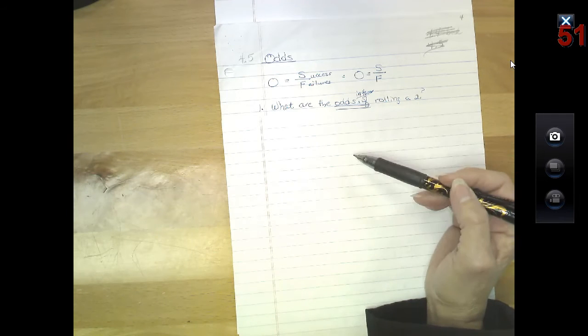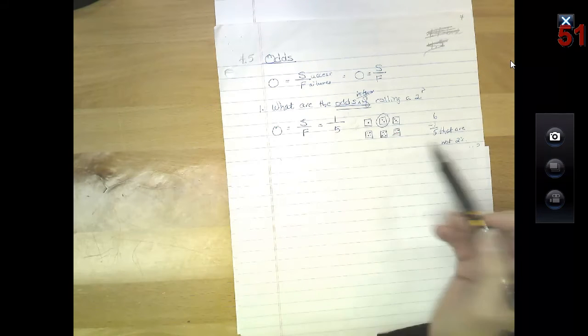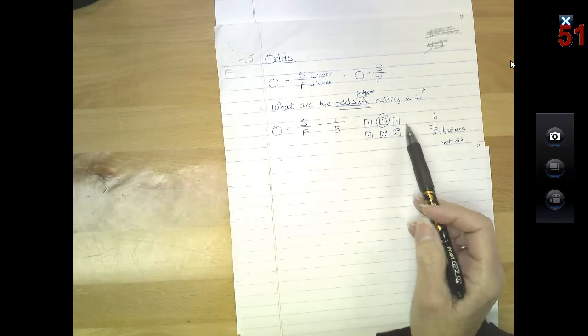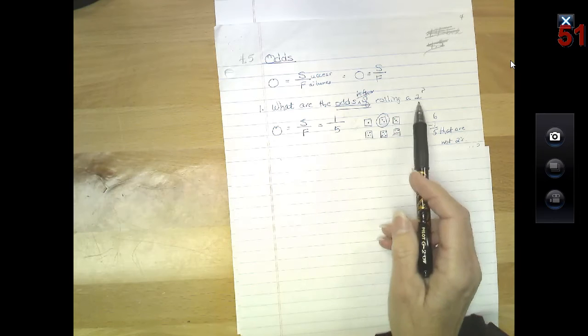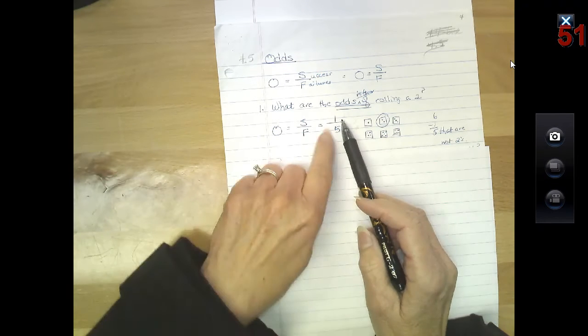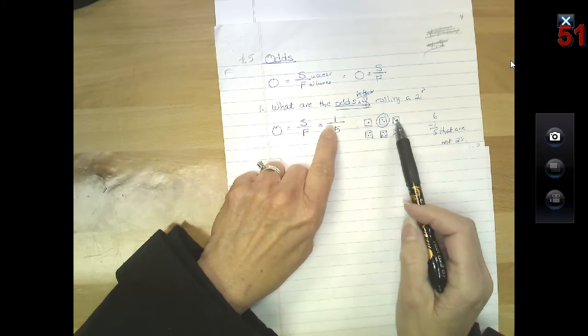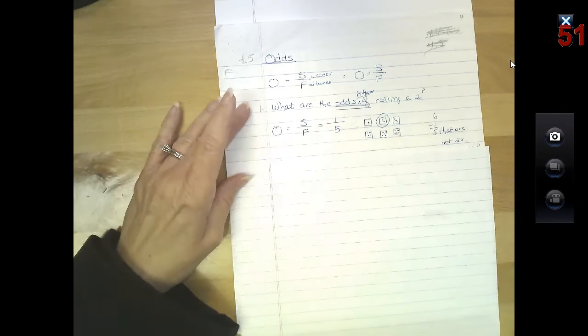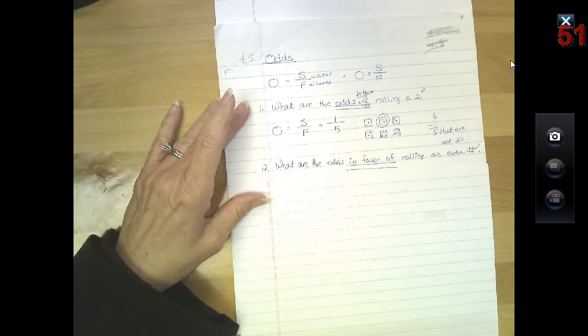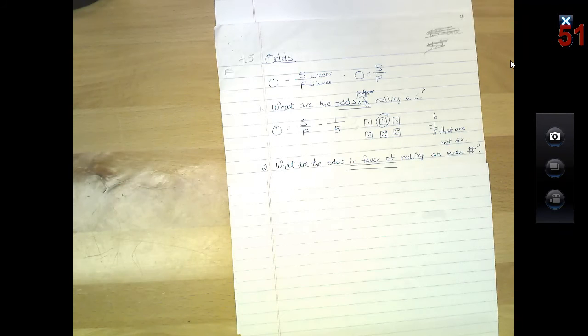How many are not 2s? There's 5 of them that are not 2s. So for the odds in favor of rolling a 2, success, we want a 2, there's 1. How many of them are not 2s? 5 of them. So 1 out of 5 are your odds of rolling a 2.